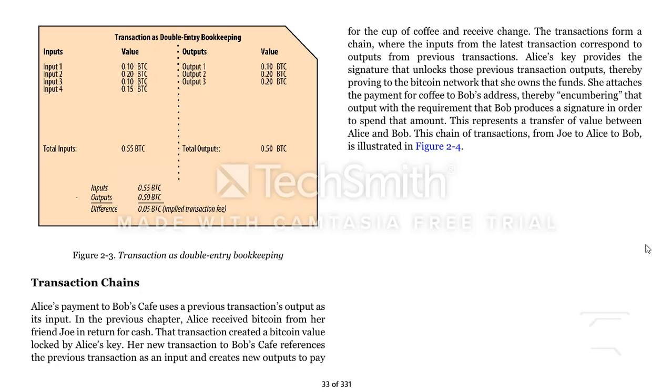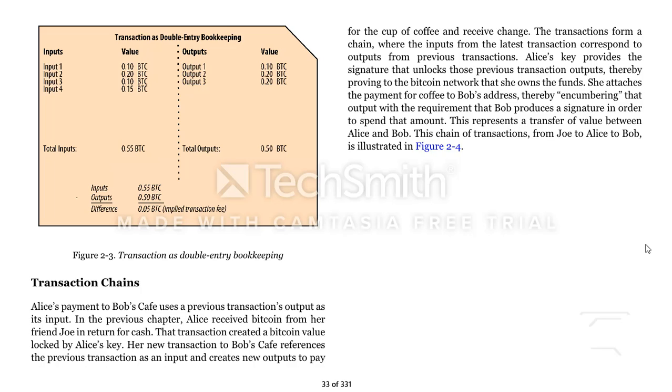Transaction chains. Alice's payment to Bob's Cafe uses a previous transaction's output as its input. In the previous chapter, Alice received Bitcoin from her friend Joe in return for cash. That transaction created a Bitcoin value locked by Alice's key. Her new transaction to Bob's Cafe references the previous transaction as an input and creates new outputs to pay for the cup of coffee and receive change.